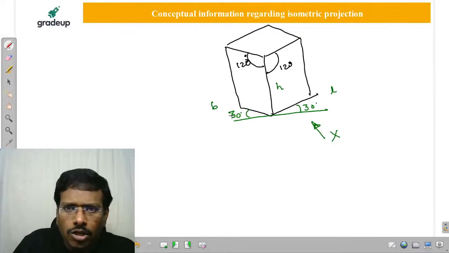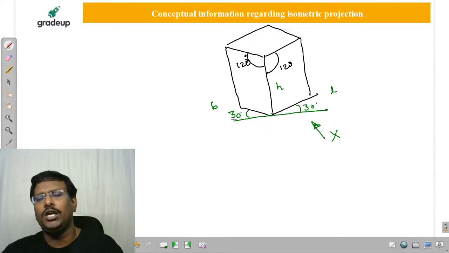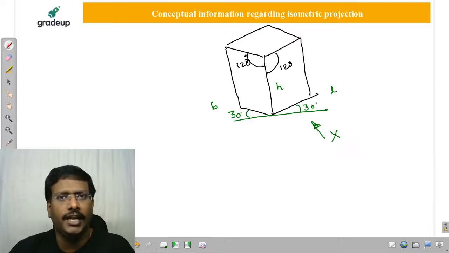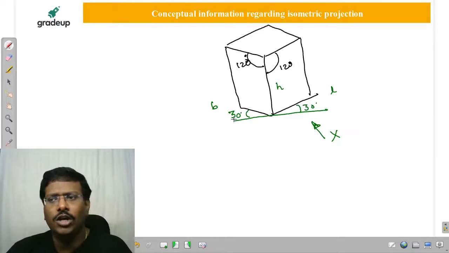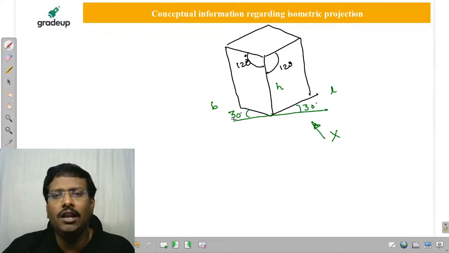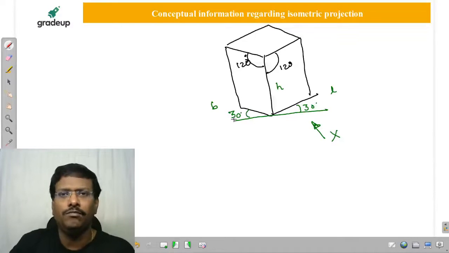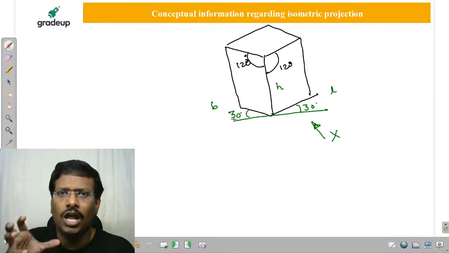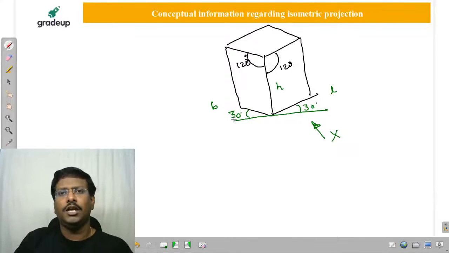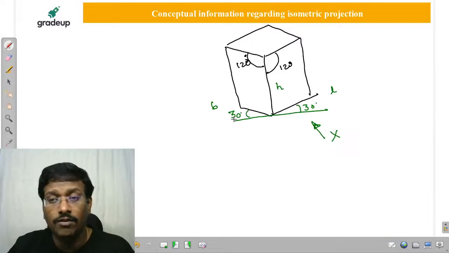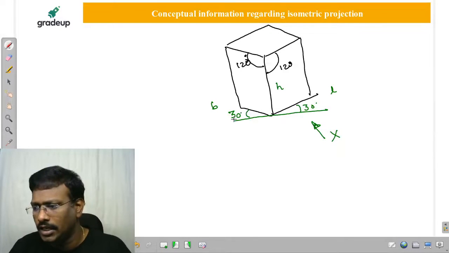Because of this particular explanation in the first year, the majority of people feel it is 30 degrees. If I ask what is the angle of the axes in isometric projection, most of the people who are not aware of this concept will say it is 30 degrees, sir.